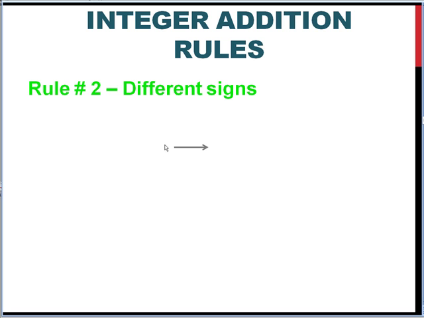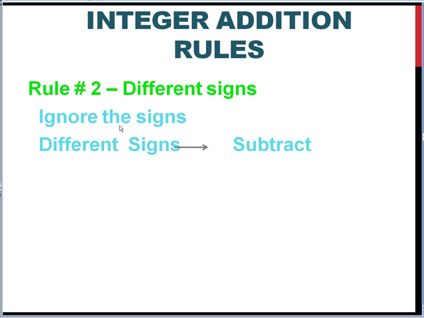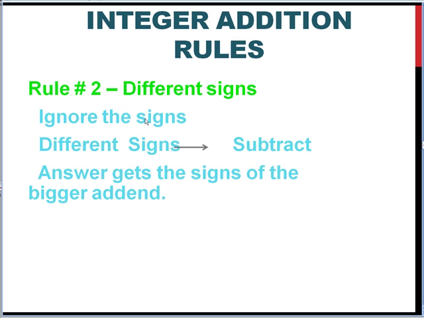That's for adding same signs. This one's for adding different signs. So when we have different signs, we're going to ignore the signs again. Then we're going to subtract, and the answer is going to get the sign of the bigger addend. What that means is it's that tug of war. Who wins the tug of war?